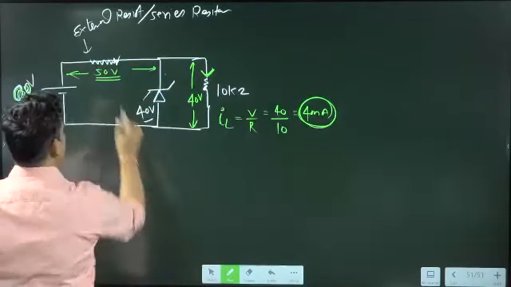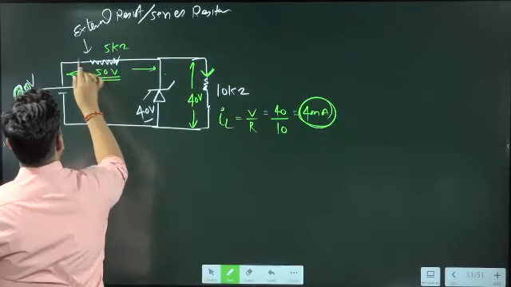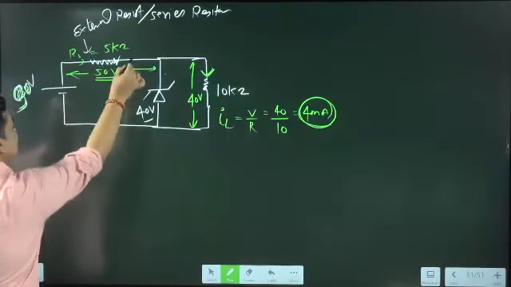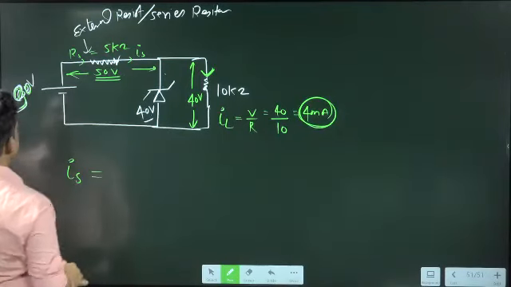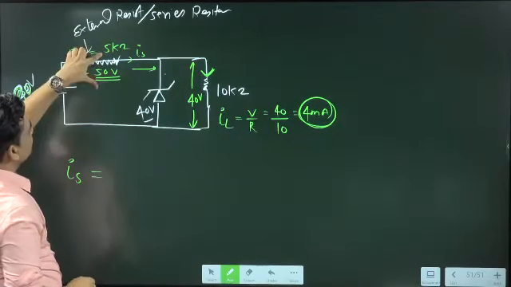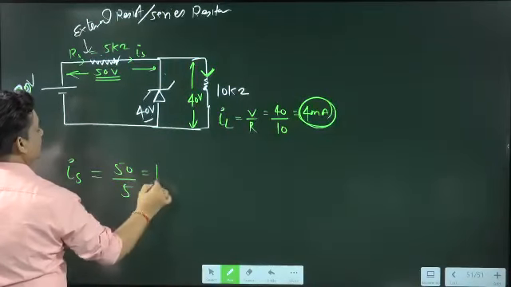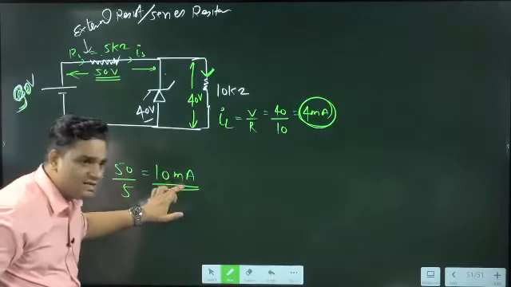Now suppose this is 5 kilo ohm. This is the series resistance, or external resistance, we can call it RS, which is 5 kilo ohm. If I ask for the current IS, what will IS be? 50 volt and 5 kilo ohm, so 50 by 5, which means 10 milliampere. Can I change this current from 10 milliampere?